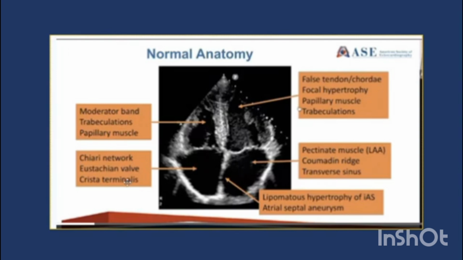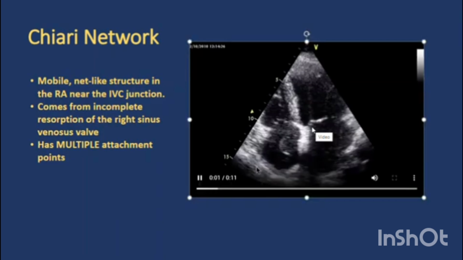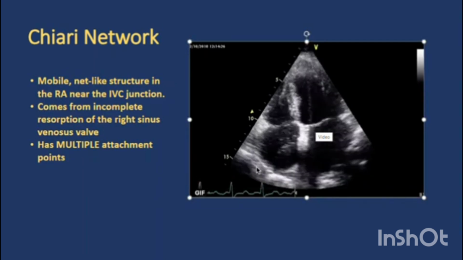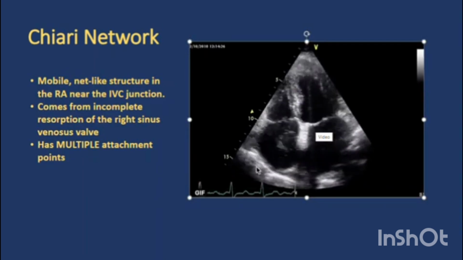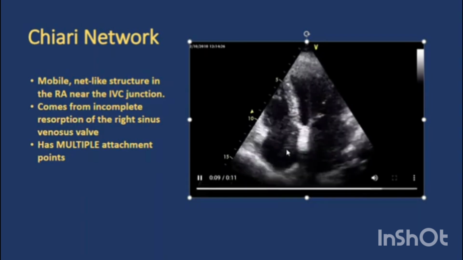And now let's turn our attention to the three structures in question in the right atrium. First is a Chiari network. What that is is a mobile net-like structure in the right atrium near the IVC junction. Let's play this video to take a look. It comes from the incomplete reabsorption of the right sinus venosus valve, and it can have multiple attachment points. Sometimes it can look very prominent, like in this case.